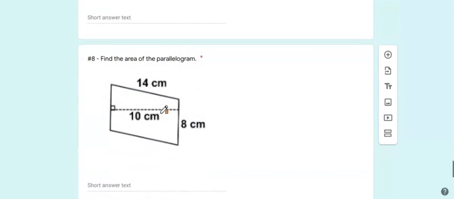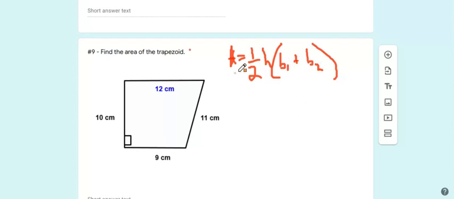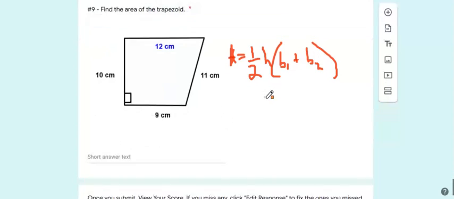And number 8, you have a parallelogram. So A equals BH, right? Area equals base times height. Remember, the height is where the right angle is formed. So be very careful on number 8. And then number 9, you have a trapezoid. Okay, so a trapezoid, we know area equals 1/2 of the height times the sum of the bases. So B sub 1 plus B sub 2. Okay, you'll write that down first, and you'll plug in the height and B1 and B2 to find the area.